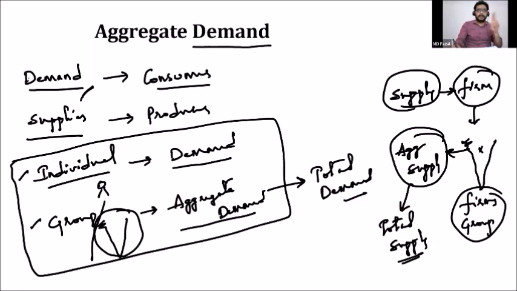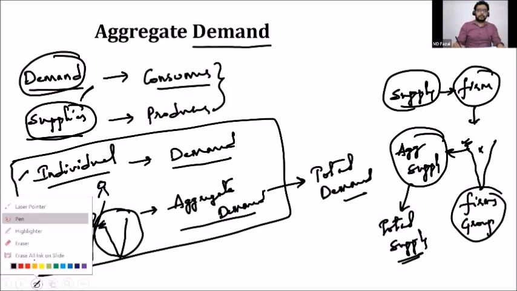Demand is made by individual consumers. Consumers make demand, and firms or the industries produce those goods. That means they will supply the goods. Okay, demand and supply. You should understand who are those individuals or groups who are making them.